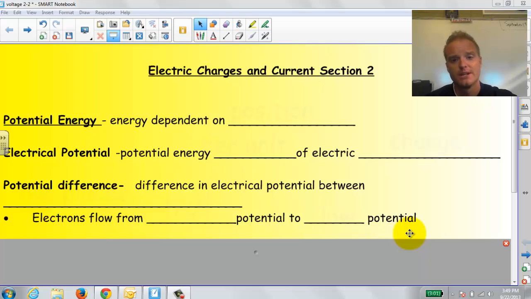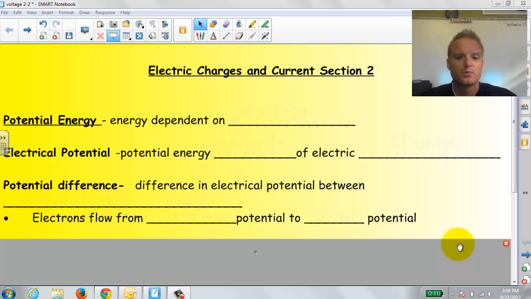In the previous lesson, we talked about static electricity, where those charges would build up on an object. This series of notes is all about moving electrons, or creating electricity that moves through a current, through a circuit. So we're talking about moving electricity through a circuit.